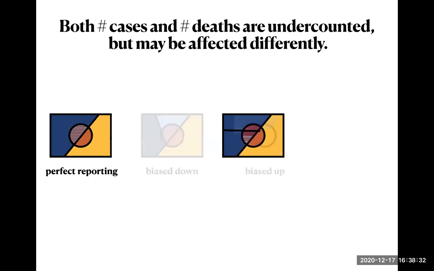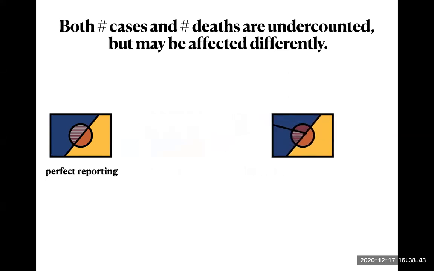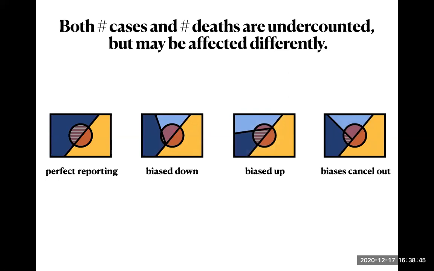But what if deaths are more likely to be reported than cases? Then the ratio will be biased upward. We'll think the case fatality rate is higher than it actually is. While unlikely, it is also possible that the probability of reporting a death given a diagnosis is the same as the probability that the case is reported given that there is a diagnosis. Then the biases cancel out in the ratio.